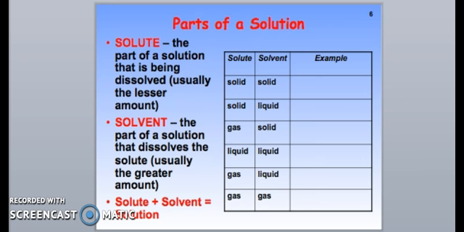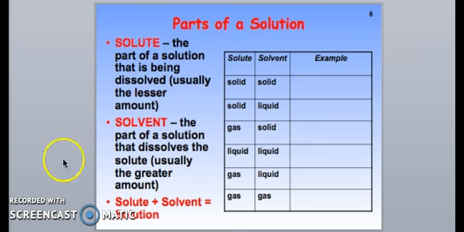Okay. So the example for a solid and solid was an alloy. And the example for solid as a solute, liquid as a solvent is salt and water. Gas as a solute, solid as a solvent would be palladium or platinum metal absorbing hydrogen gas. Liquid as a solute, liquid as a solvent would be cordial in water or ethanol or alcohol in water. Gas as a solute and liquid as a solvent is carbonated drinks, acidic carbonated drinks. Gas and gas would be air.